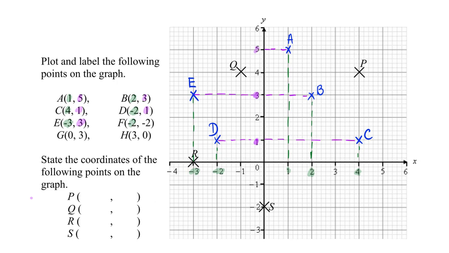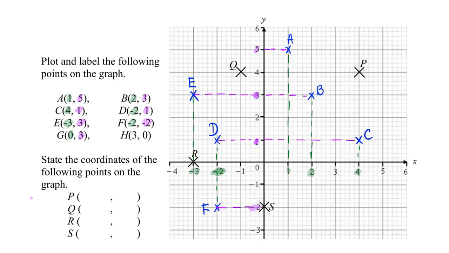And I continue, -2 and -2. Okay, x is -2, y is -2. So I will be able to find that it is at this point. That will be my point F, because at this point, x is -2, y is -2. So as you get more and more comfortable at finding the points, then you will be able to do it fast enough.